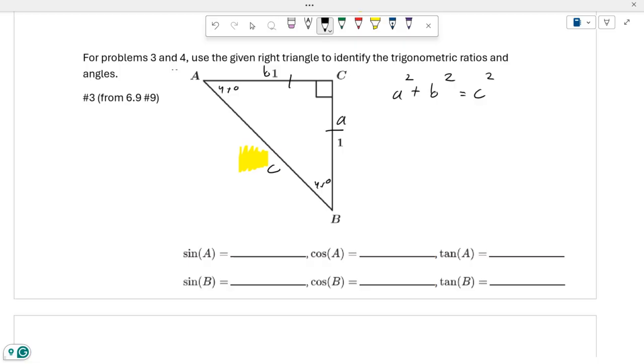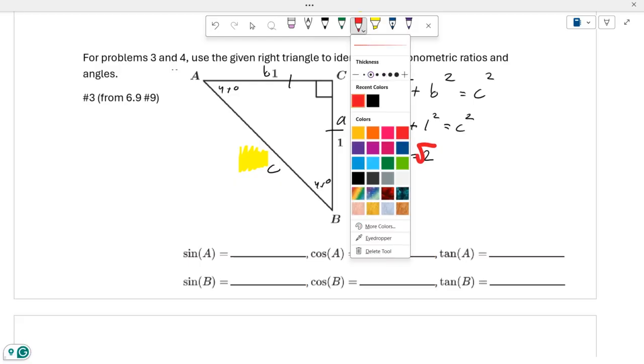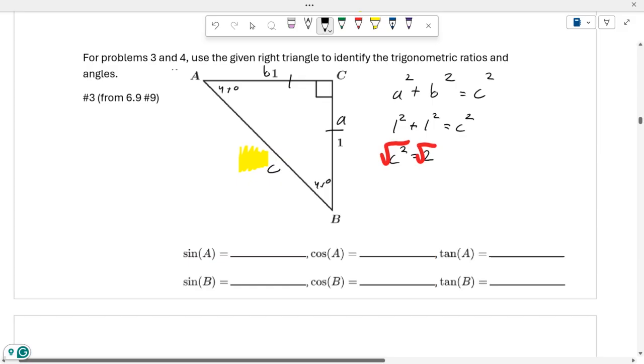So one of my legs is 1, so 1 squared. My other leg is also 1. That's what makes it isosceles. And then we don't know our hypotenuse, so we leave it like that. I like to move the thing that I'm solving for to the left, so this becomes c squared. 1 squared is 1, and 1 squared is also 1, and 1 plus 1 is 2. So c squared is 2. I want to get c by itself, so we'll take the square root. And when I do that, I get rid of the squared, so I have c.